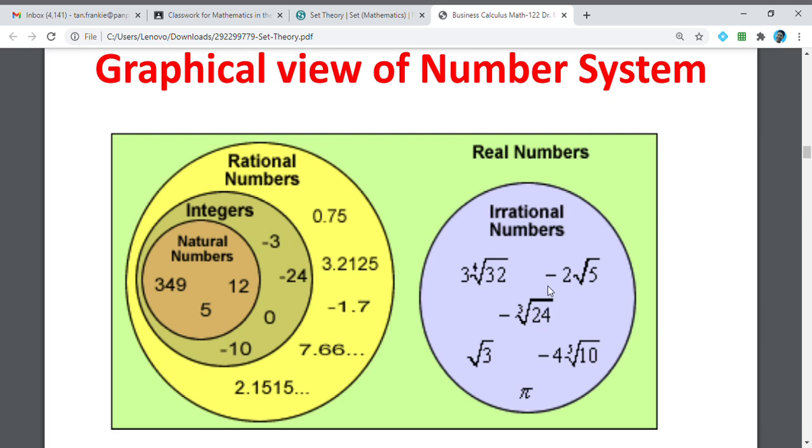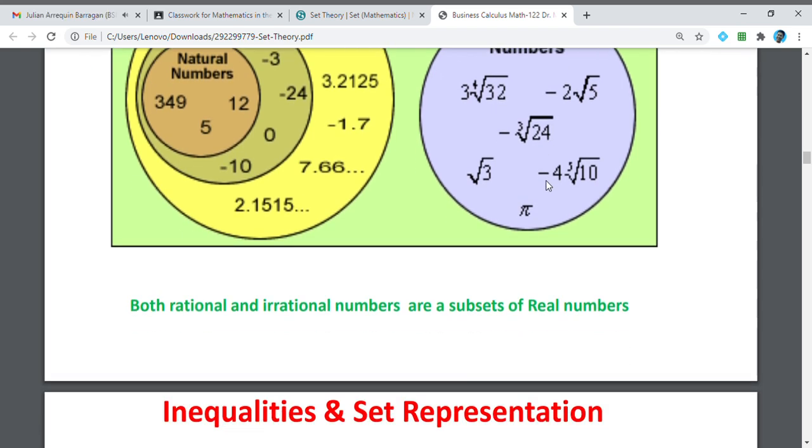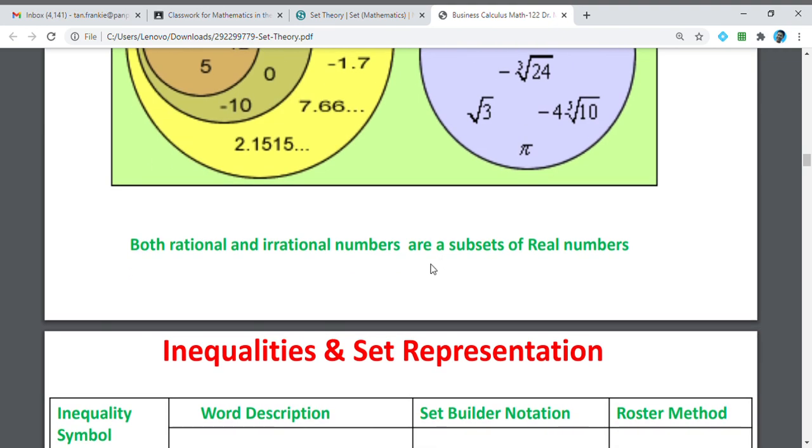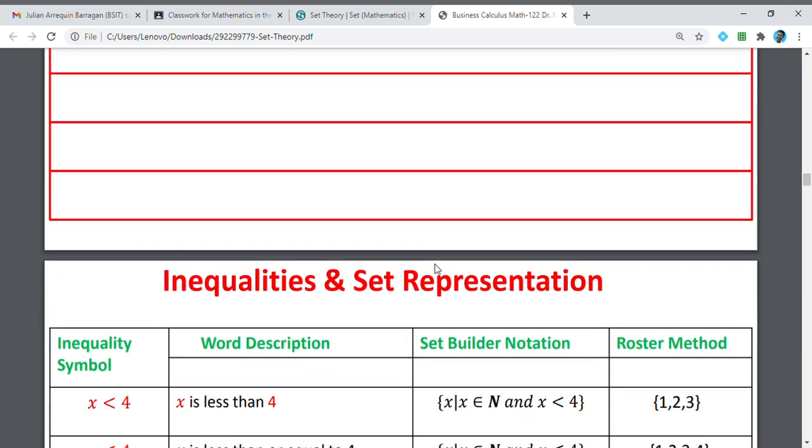Because we cannot express them in the form of a over b, or the ratio of two integers. Now, this set of rational numbers, when combined with the irrational numbers, will comprise a bigger set of numbers known as the set of real numbers. Okay? So, let us go now to the next.